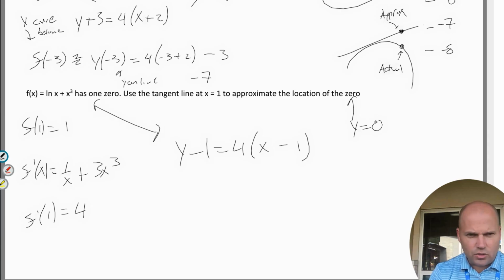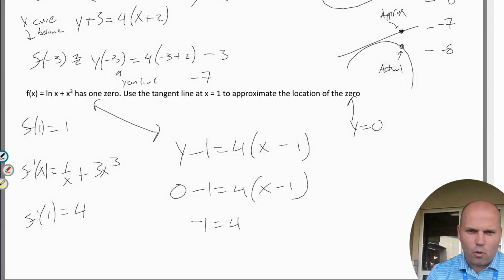I mean, 4 is not really close to 0, but if I said this mimics it close, I could say if y is 0, what is x? It's not going to be more accurate. It's not preferred. I add 4, divide by 3, I get 3/4.